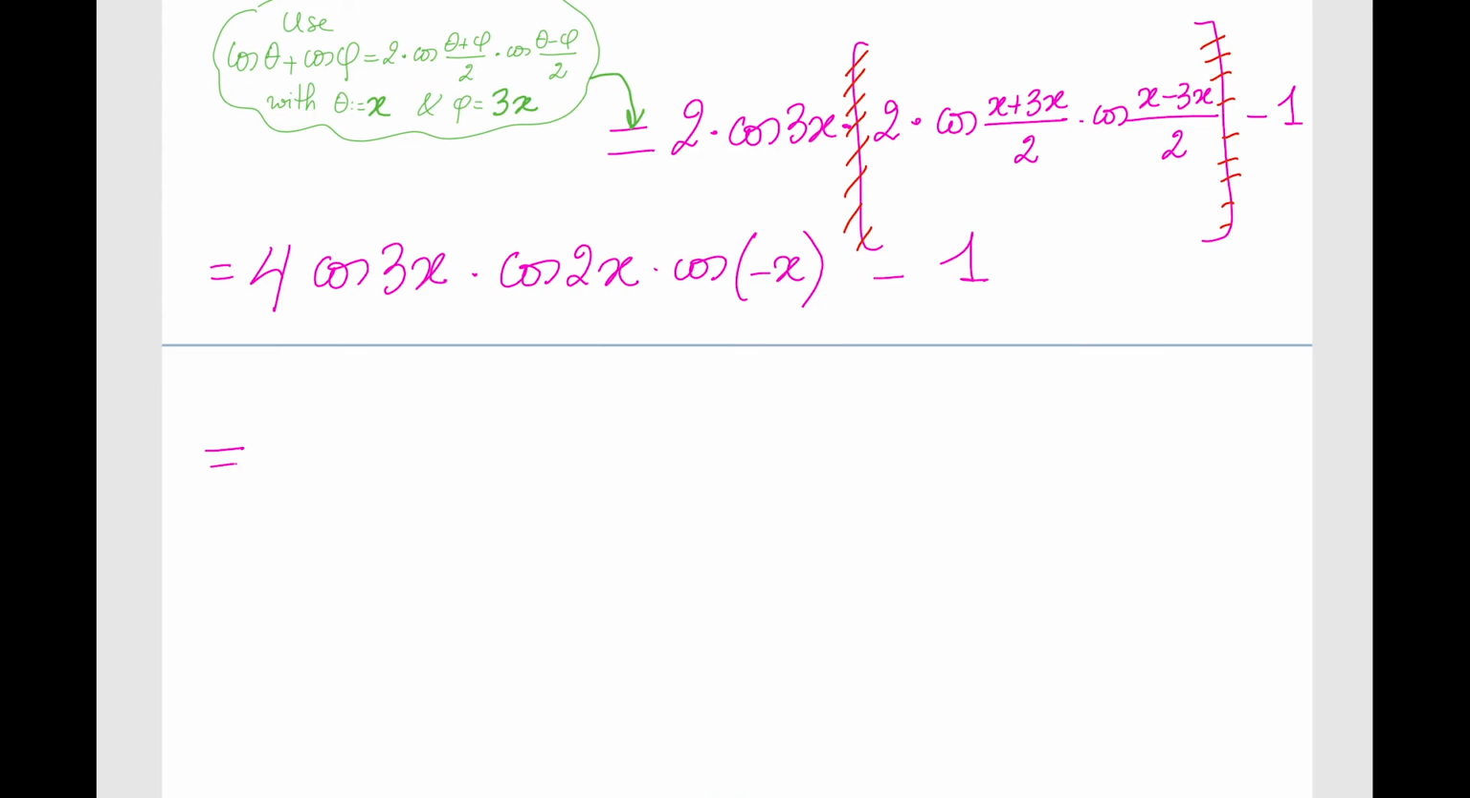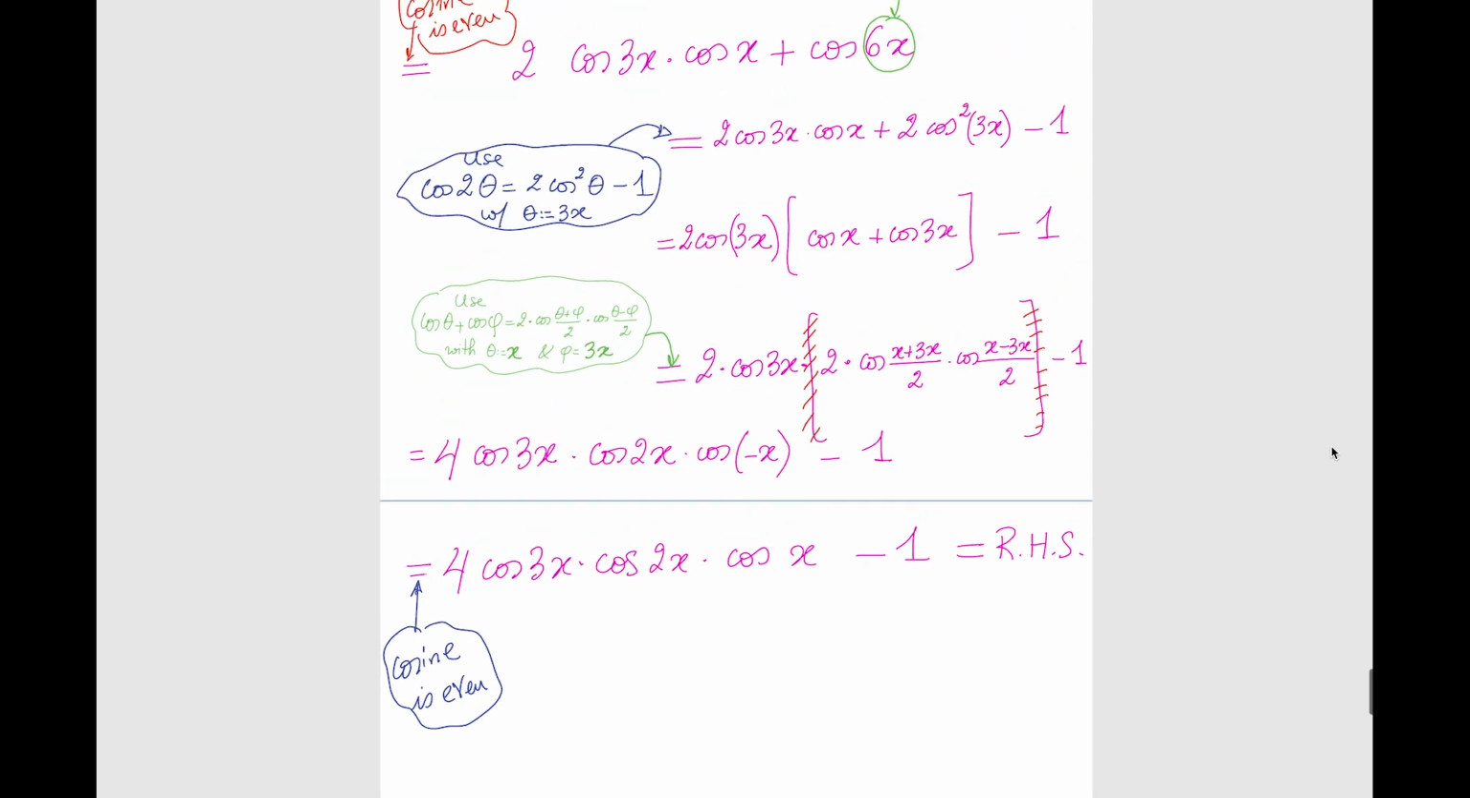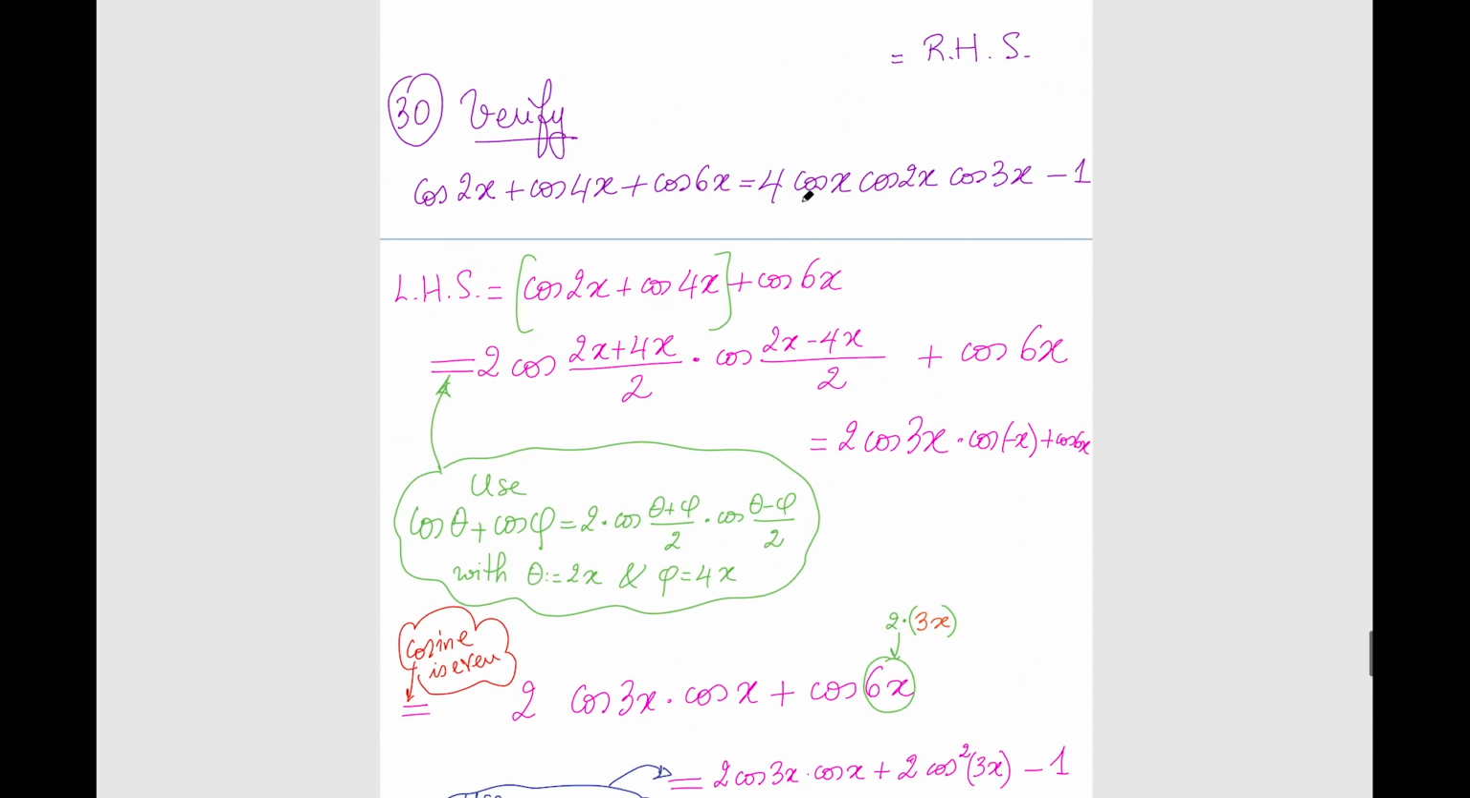Okay, so this is equal to, still I'm gonna use that the cosine function is even, and as such cosine of negative x is cosine of x, so 4 cosine 3x times cosine of 2x times cosine of x minus 1. And this is the right hand side, remember? That's the right hand side, that's what we want. Alright, that's the right hand side, you see it? That guy. Okay.